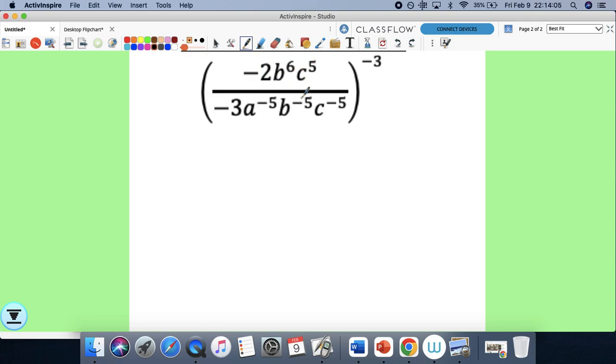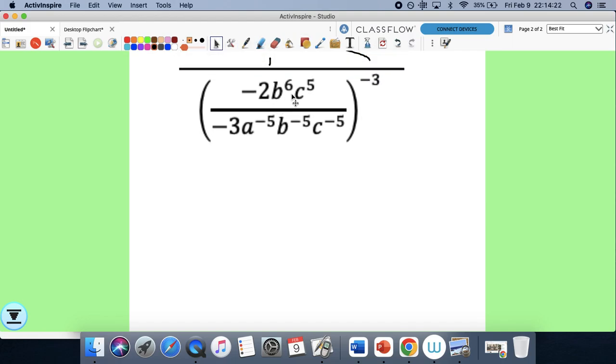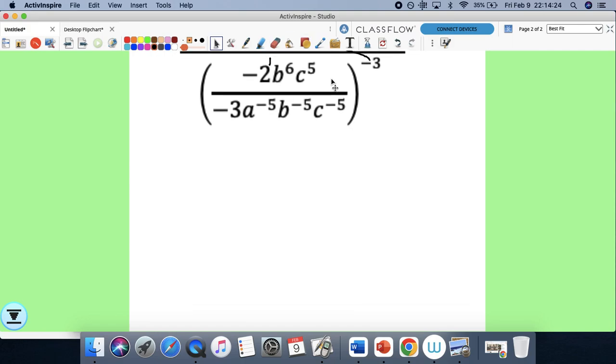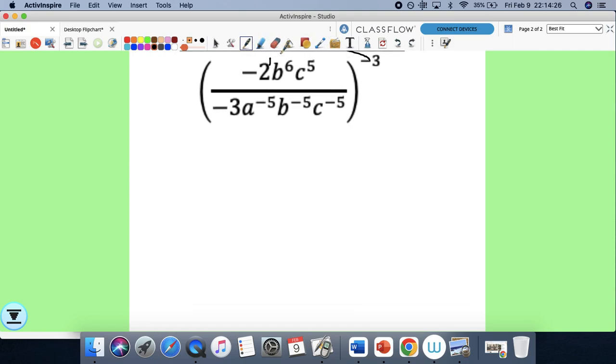So choice, you can reverse. Do the reciprocal here, right? Everybody in the numerator moves to the denominator, everybody in the denominator moves to the numerator, and change the exponent to positive. You can do that. Or you can multiply negative 3 exponent to every exponent inside the parentheses. So that negative 3, right? That negative 3 is going to multiply times this, times this, times this. The power, right? Power to a power. We're going to multiply, and don't forget there's a 1 there.